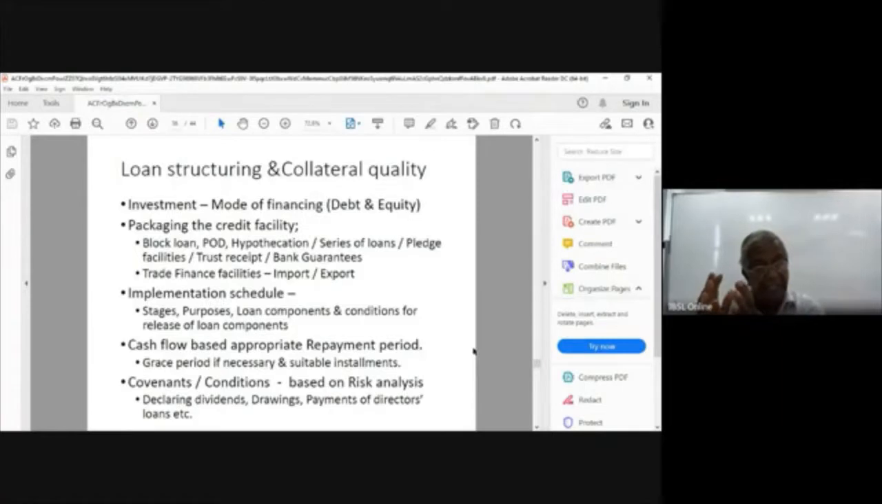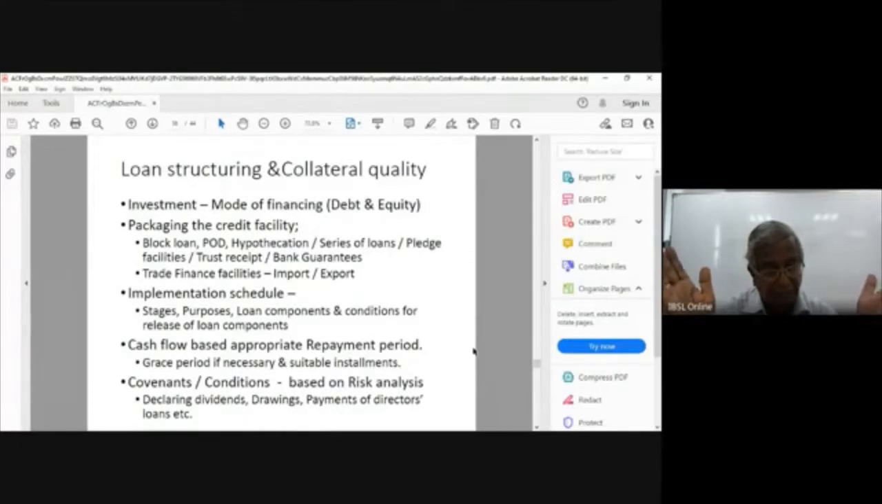How will that be financed? What is the customer's equity? How much can they put in? Their contribution, their equity? What is the balance expected from the bank? So this is the mode of financing, investment and mode of financing that you have to prepare. This is a base thing.